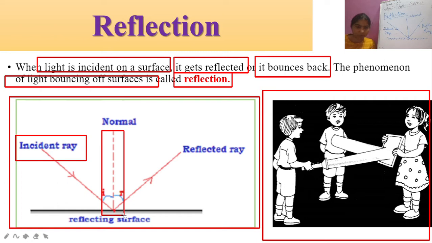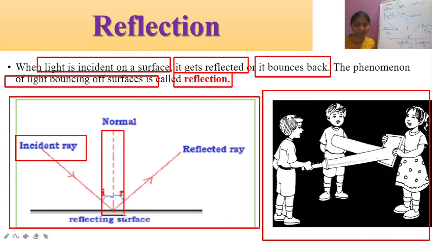Okay, so we can call that the normal. Now students, these are the few points related to reflection. We have a reflecting surface, this is called a mirror. That way we have a reflection phenomenon that happens.